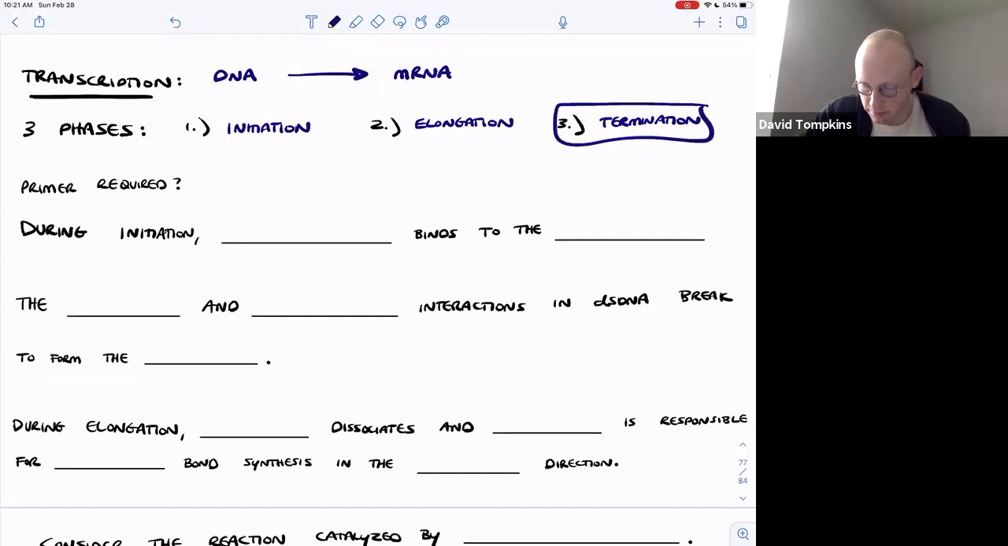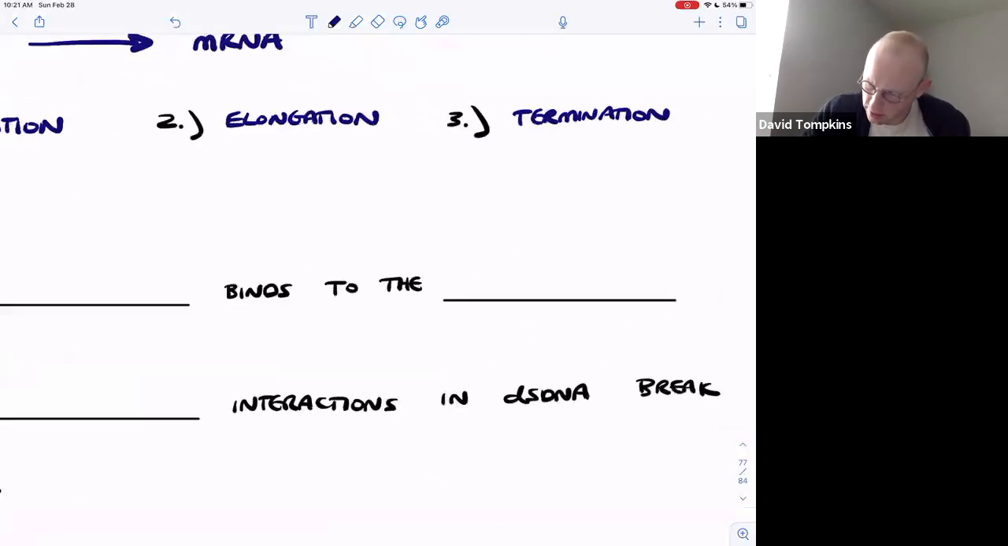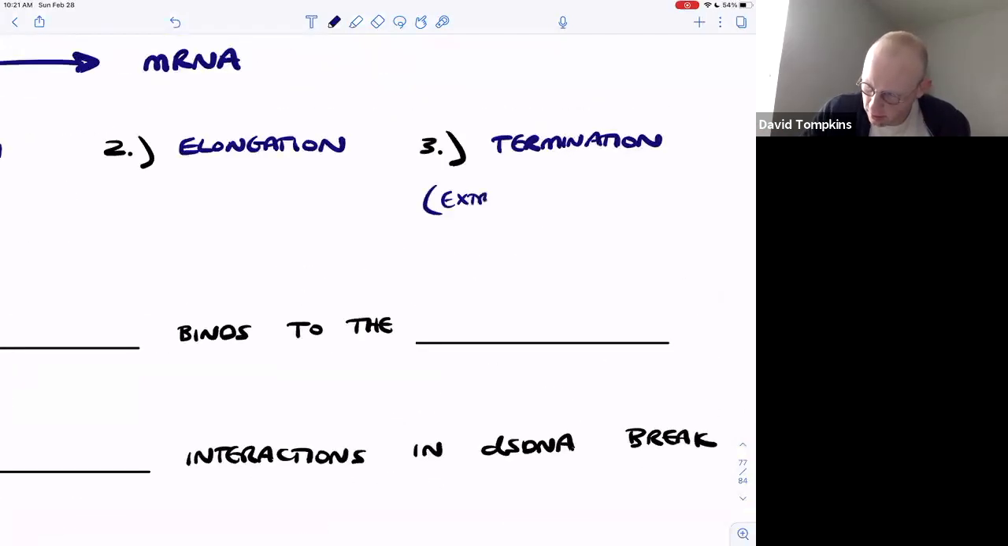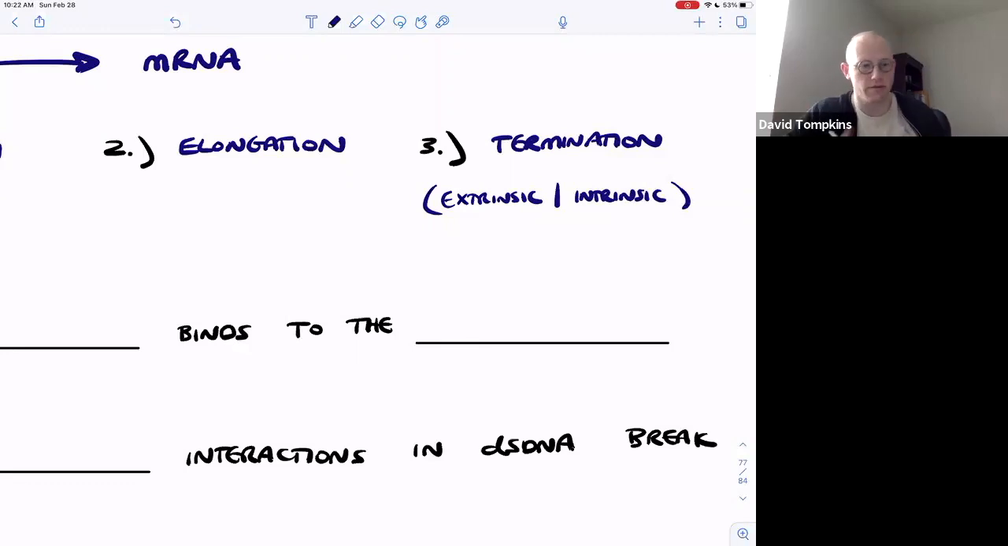termination of transcription. And that can be what's called extrinsic or intrinsic. Sometimes the mRNA has enough information itself to actually dissociate from DNA. Other times it requires a factor called Rho.